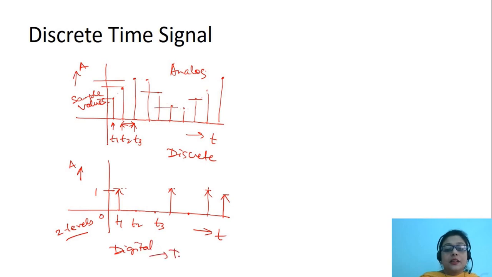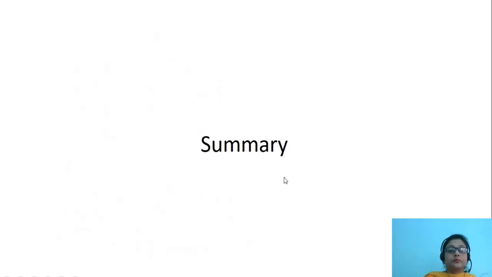but it is at the same time discrete time because the signal is not available at all the points along the time axis. For example, between t1 and t2, there is no value of the signal. The signal value only exists at t1, t2, t3, t4 and so on. So in between these two time instances, there is no signal. So this is an example of digital discrete time signal.